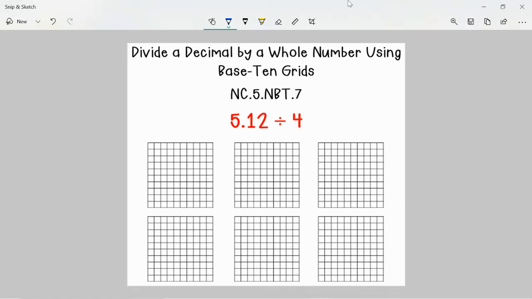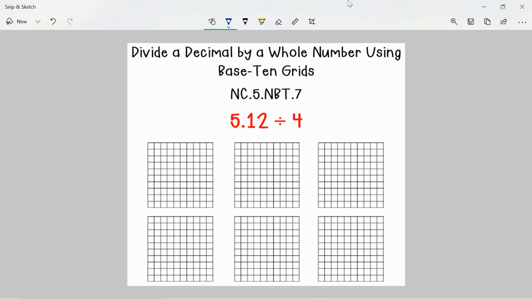In this video, we will look at dividing a decimal number by a whole number using base 10 grids. The focus of this standard is using models, drawings, and strategies based on place value to compute problems. Let's take a look at how we can use base 10 grids to divide 5 and 12 hundredths by 4.